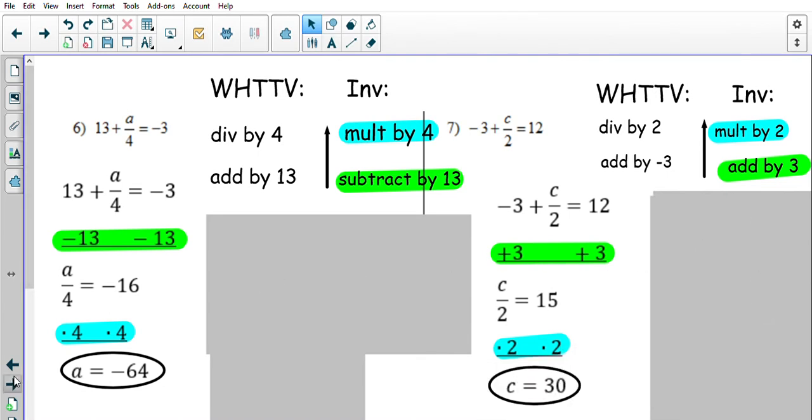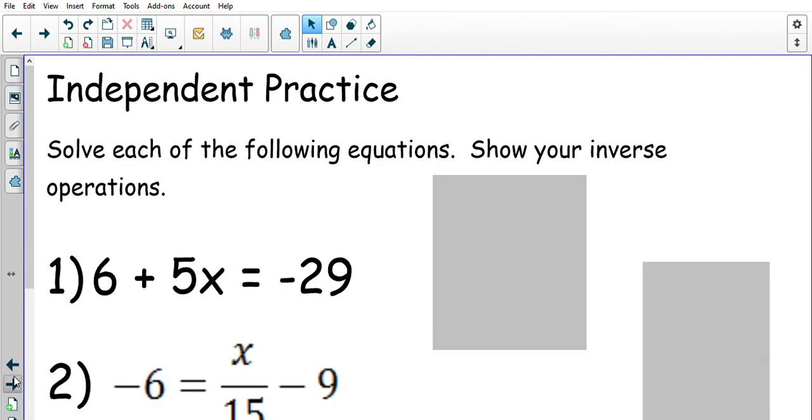All right, let's give you a chance to try a couple of these on your own. You can do these any place where you have some space, maybe on the back of these guided notes. You have a little bit of space there, or just any place where you might have some room to put some practice on these things. All right, maybe a sheet of paper.